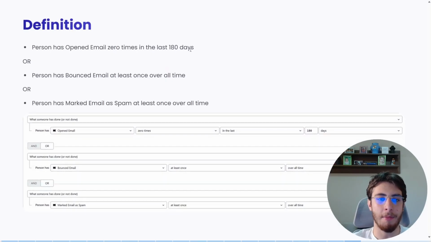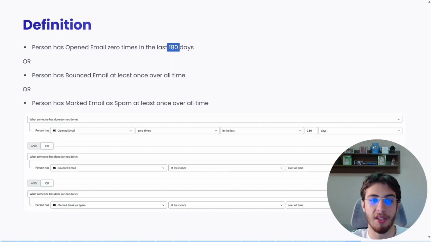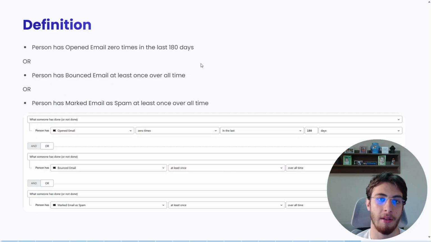Person has opened email 0 times in the last 180 days. You could really change it up to like a year, 3 months, 9 months, really up to you. We usually like to do 180 days, but for longer sales cycles, it could be more. For shorter sales cycles, it would be less. It could also depend on how frequently you send. So let's say you send 2 emails a week. It could be very different to sending like 5 emails a week, right? So that's something you need to take into account, but you will be very safe with like 6 months, okay?